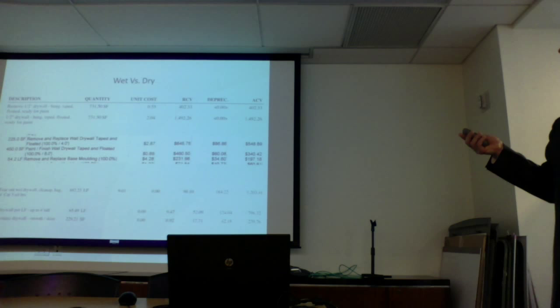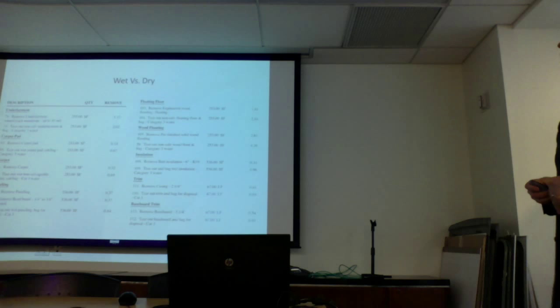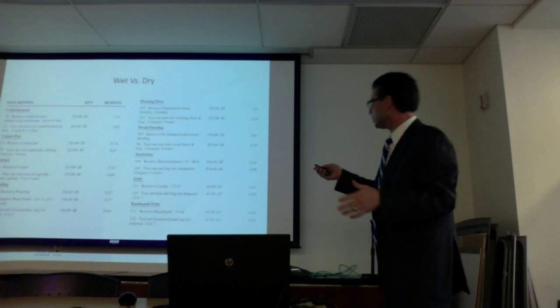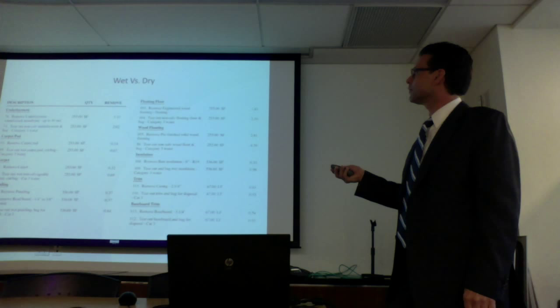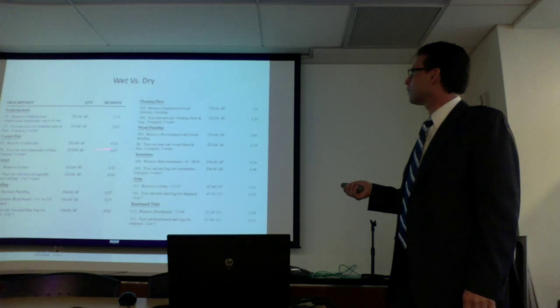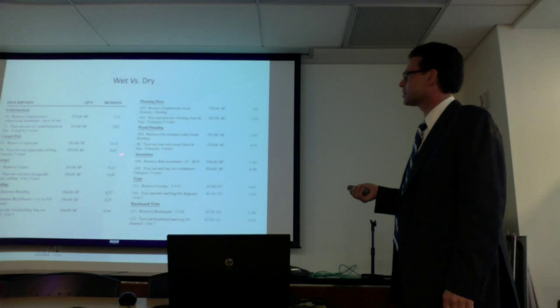So I just touched on wet versus dry, also drywall. This is some of the items that Xactimate has for drywall, for wet items. So they have remove underlayment, and then they have tear out non-salvageable underlayment in category 3. It's double the price. Remove carpet pad for 14 cents or tear out wet carpet pad, cut bag, category 3 water, 67 cents. Carpet, double. Paneling, double.